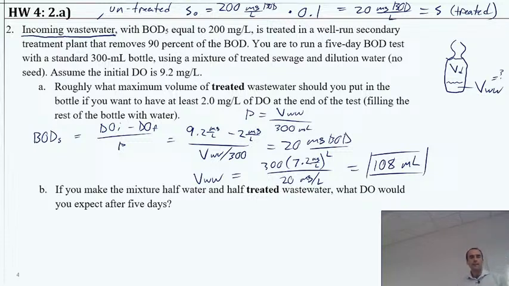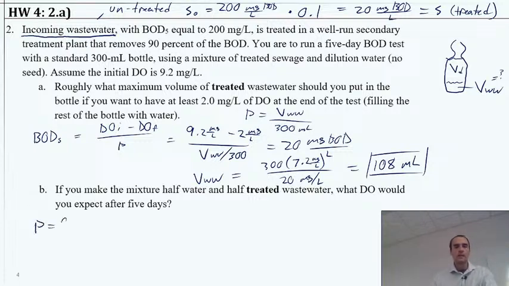Okay, part B says, if we make the mixture of half water and half treated wastewater, what DO do you expect after 5 days? Now, having just elaborated on the intuition, we might be able to see right now, okay, if 50% of it is wastewater, that's probably driving the dissolved oxygen to pretty much 0. So we can do that mathematically, or we can just simply say, probably 0. We'll go with the more rigorous method.